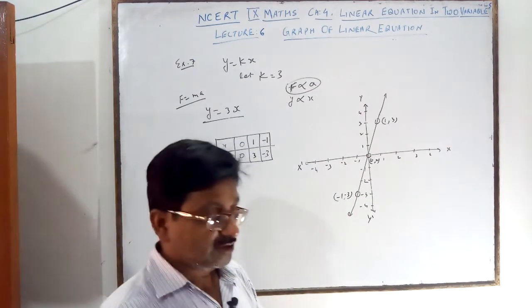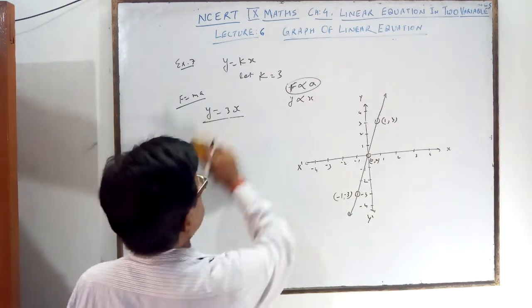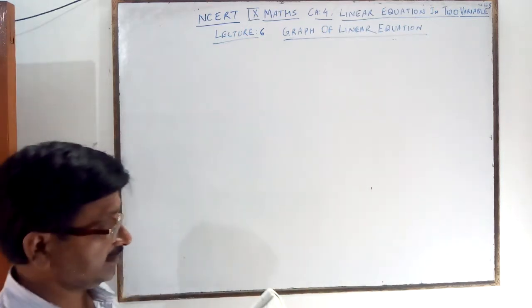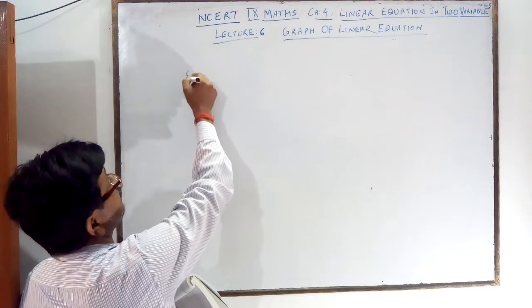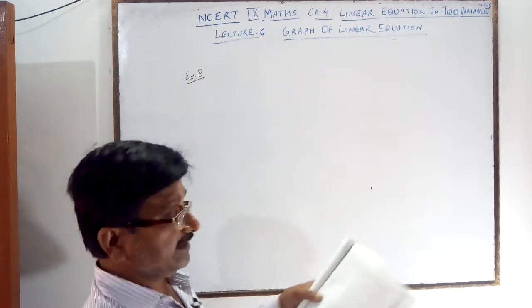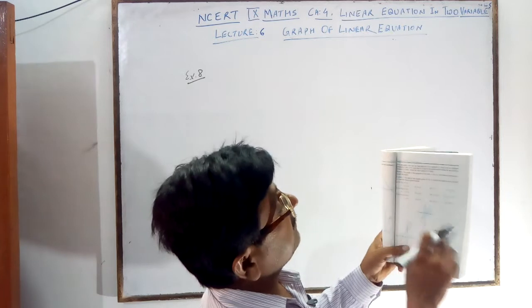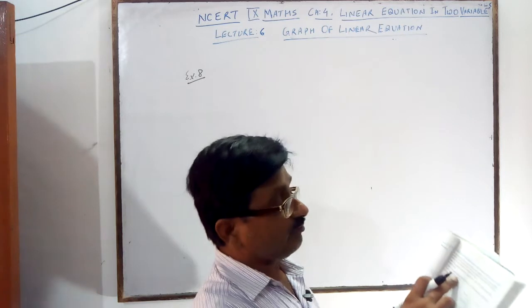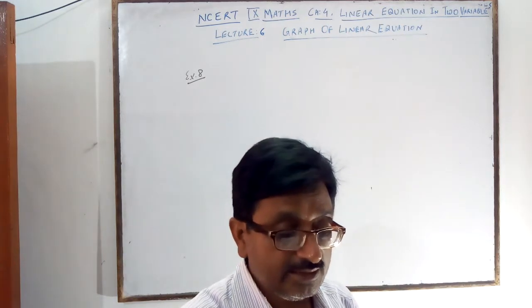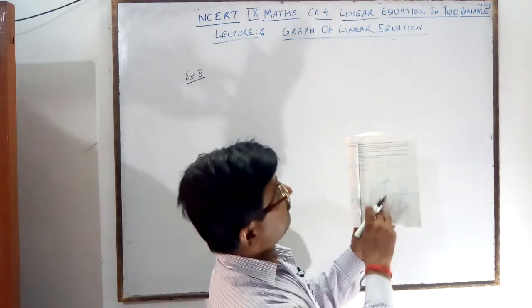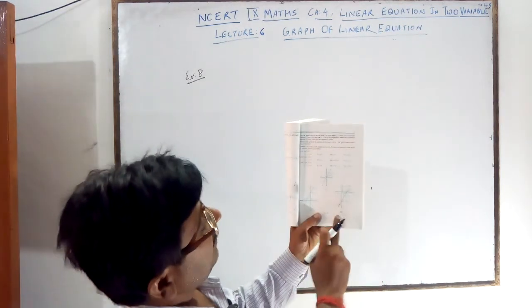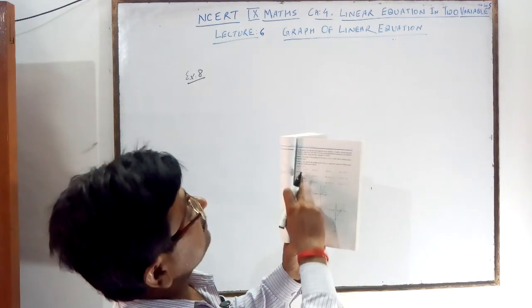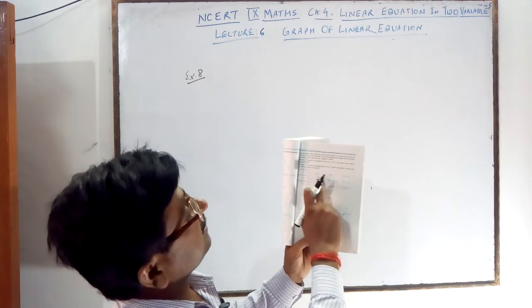Second question, example number 8, is given. When the graph is given, how will you know which one is the graph of the correct equation? Example 8. You can see there are 3 graphs given. For each of the graphs in figure 4.5, select the correct equation. First graph, second graph and the third graph. The first graph is passing through the origin. There are solutions given MCQ type: first, second, third, fourth.